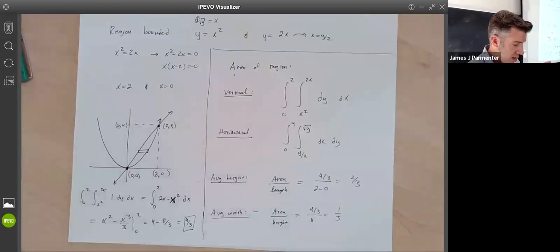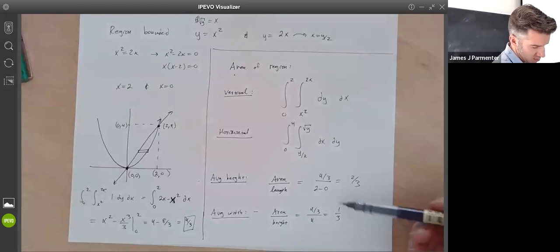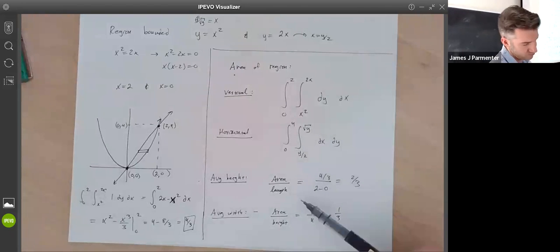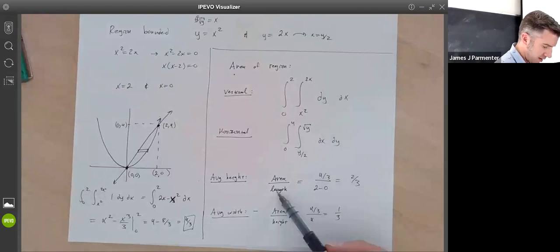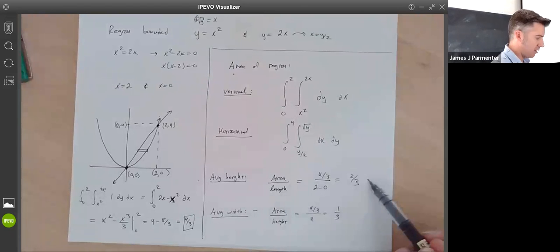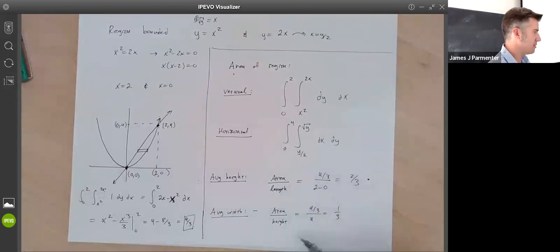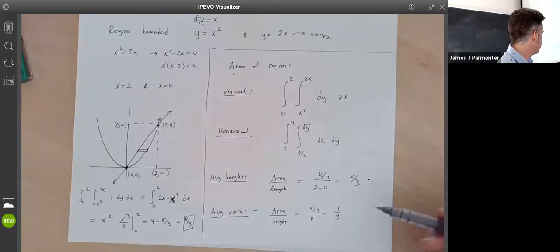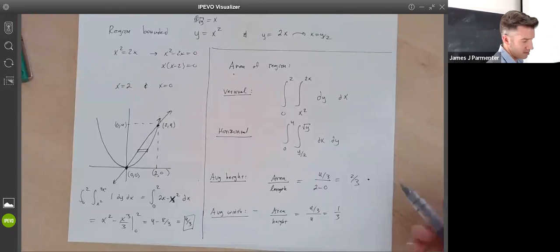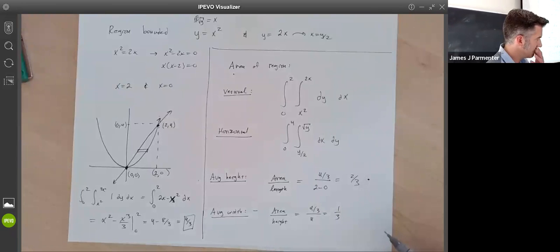That the length times the average height should give you the area, and the height times the average width should give you the area. But it's interesting that the average height times the average width doesn't give you the area. Not really weird, but it is true.